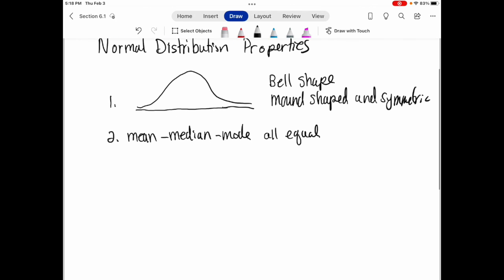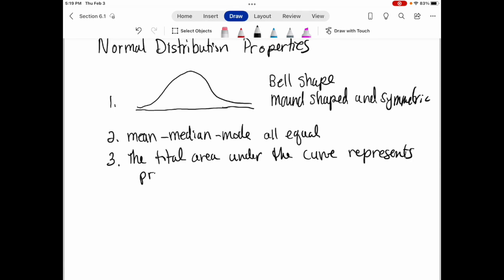Okay, the next thing that you should be aware of for the properties is that the total area under the curve, which represents the probability of something happening, is going to be equal to 1. Or if you're talking in terms of percent, that's going to be 100%. So the total area under the curve represents probability and is equal to 1 or 100%, depending on how you're presenting the information.